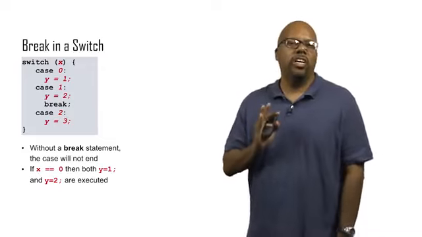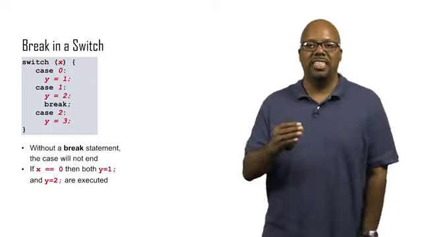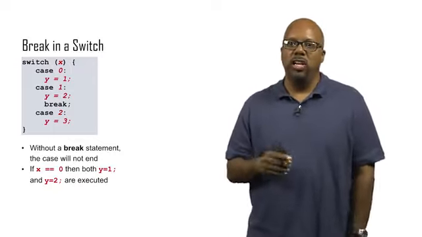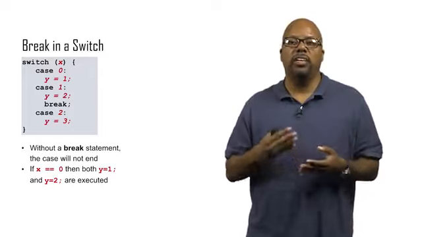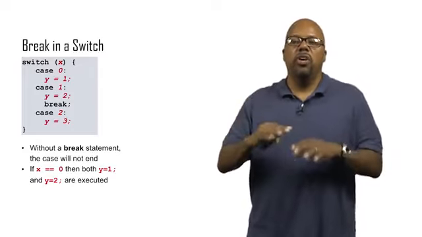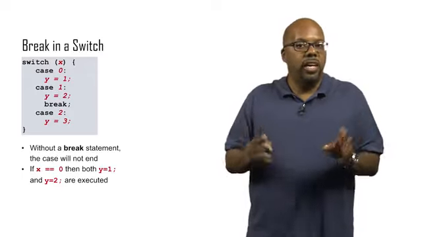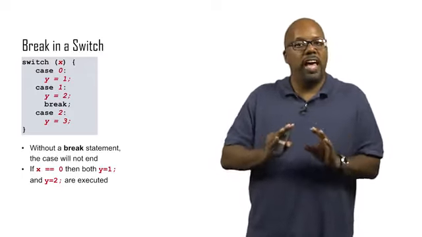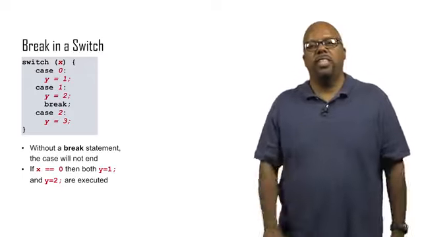Okay? Very weird and annoying thing about switches in C. Because usually that's not what you want. Usually you want these cases to be mutually exclusive. Meaning, if x is equal to 0, you execute case 0, and that's that. If x is equal to 1, you execute case 1, and that's that. You'd like them to be separate. But that's not how C is.